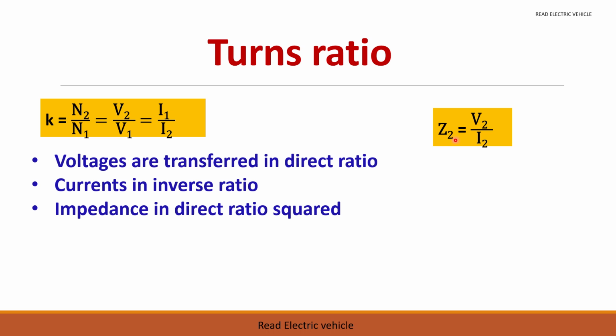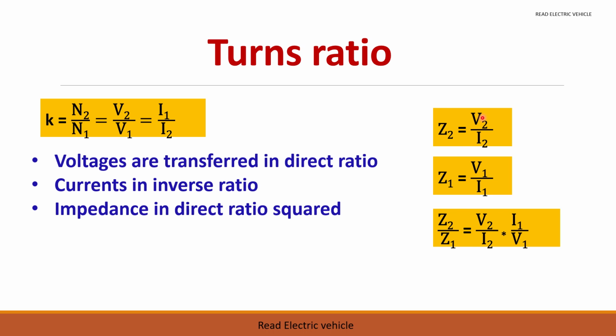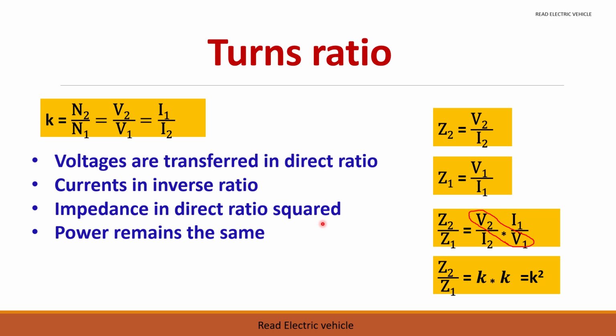So Z2 is equal to V2 by I2, that we know. Z1 is V1 by I1. Now let us divide these two, Z2 by Z1. What will you get? V2 by I2 divided by V1 by I1. So what is this? V2 by V1 is nothing but K. Again I1 by I2 is K. So Z2 by Z1 is equal to K square. That is why we say impedance will be transferred in direct ratio squared. But the power remains the same on the primary side as well as the secondary side, and the volt ampere also remains the same.